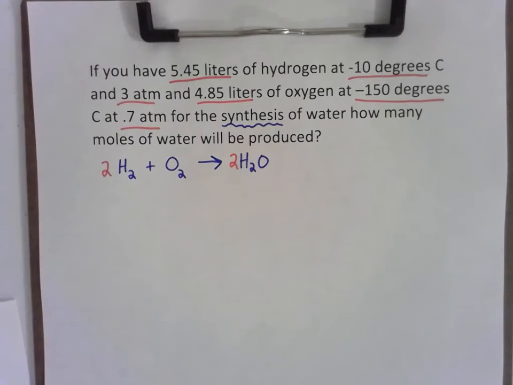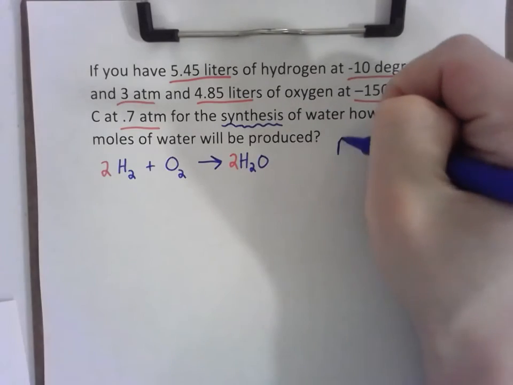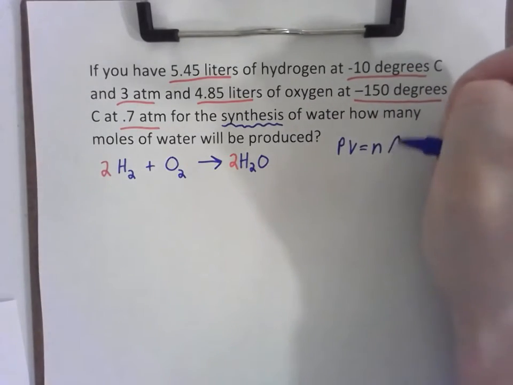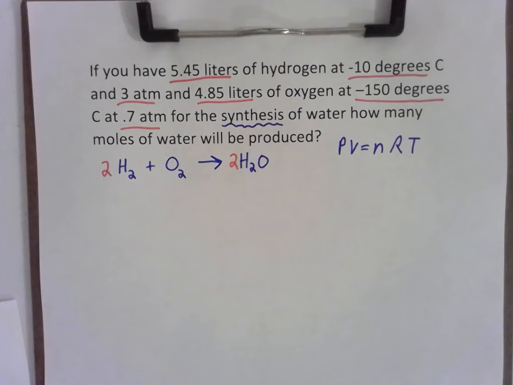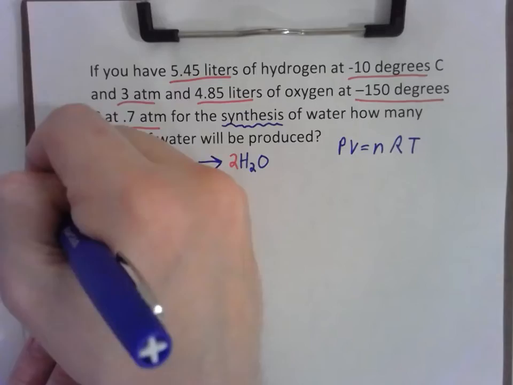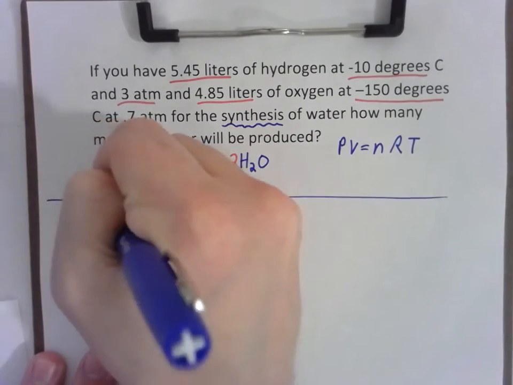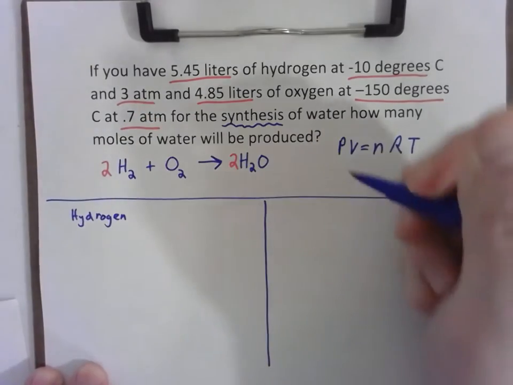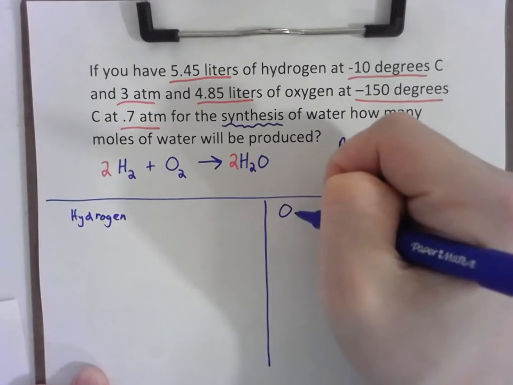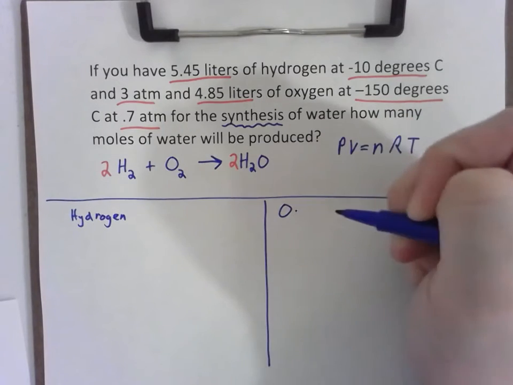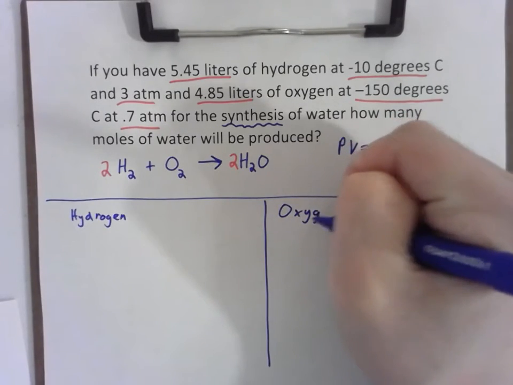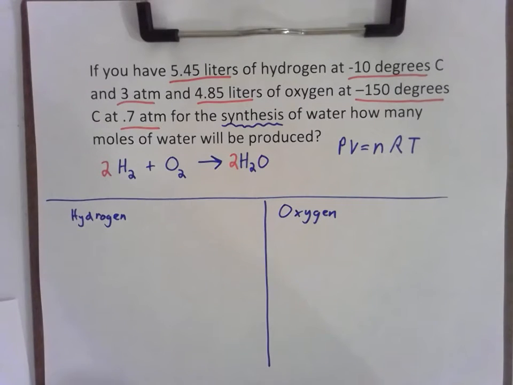Now what I basically need to do is determine the number of moles of both of the reactants. And to do that, I'm going to use the ideal gas law, PV equals nRT. So I'm going to need to collect some information about both of the reactants. So I'll start with hydrogen, and then I'll also need to get some information on the oxygen. I've got to have both of these in order to determine the number of moles of H2O produced.